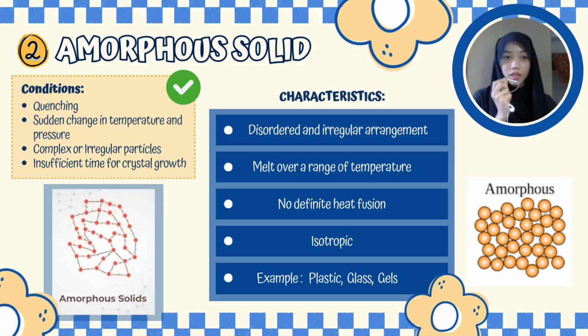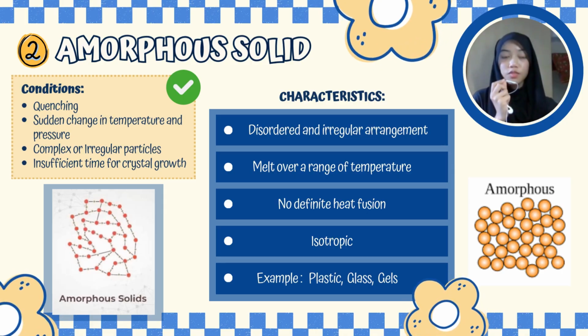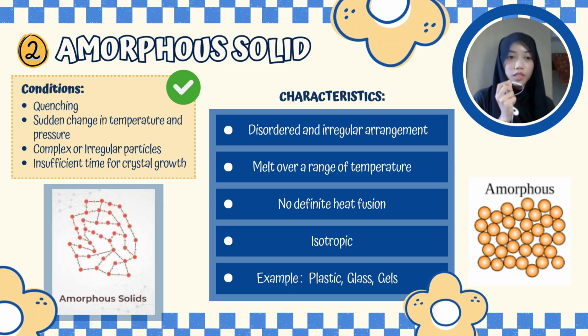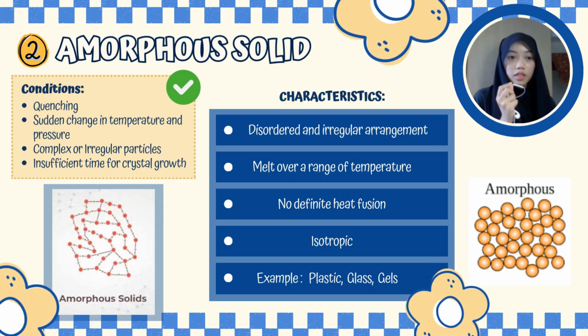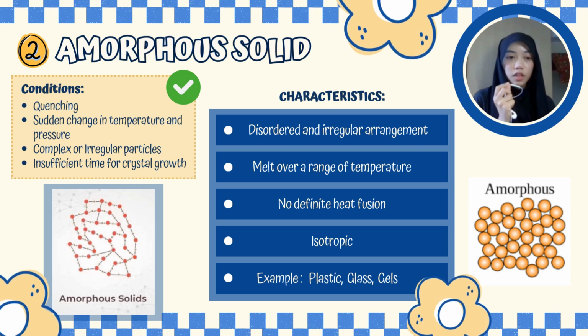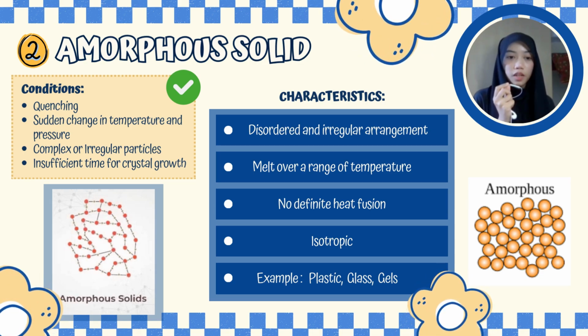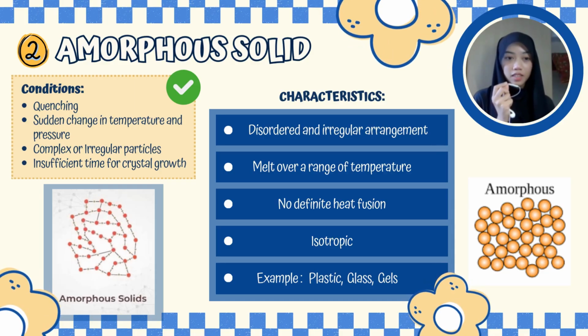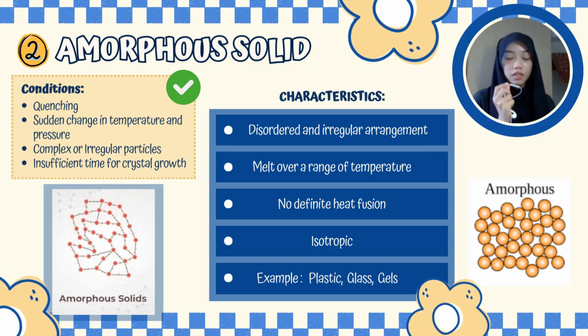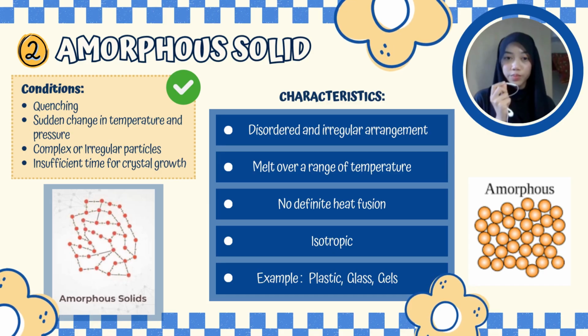Next, for amorphous solids, the condition for the material to form is to undergo quenching. Quenching is basically rapid cooling and a sudden change in temperature and pressure. It must have complex or irregular particles. And lastly, it is not given sufficient time for crystal growth.